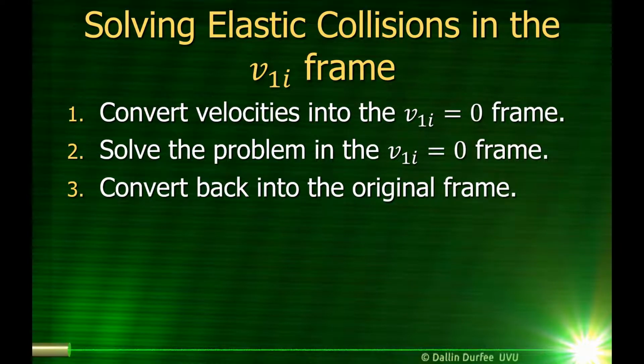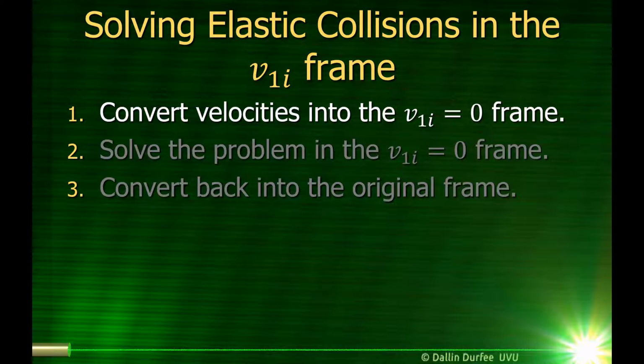The way this works is that first we convert our velocities into what they would be in this other frame, the frame in which the initial velocity of particle 1, say, is zero. Then we solve that problem in that frame, and then we convert back to the original frame. So let's do the first thing. We're going to convert the velocities into this reference frame that is moving with the initial velocity of particle 1.